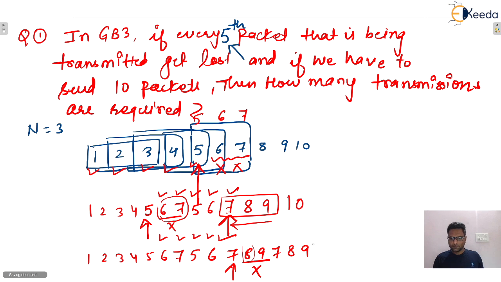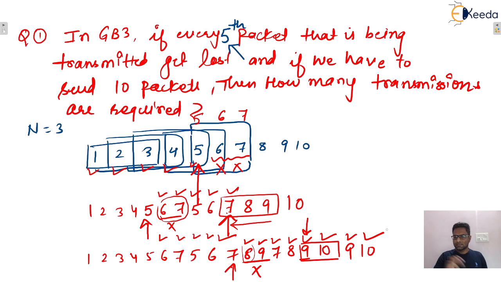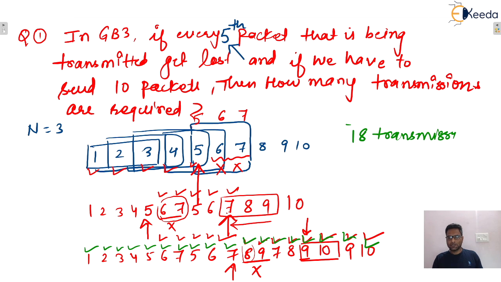Now you will see again 1, 2, 3, 4, 5 that will be lost. Again the fifth packet, isn't it? Now if 9 is lost, now the window will contain 9 and 10 only, because only 10 packets are there. So again retransmit 9 and 10, isn't it? Now 1, 2, 3, no fifth packet is there. So we can say that now it will be transmitted successfully. So you can count in total how many transmissions are required. So you can see 1, 2, 3, 4, 5, 6, 7, 8, 9, 10, 11, 12, 13, 14, 15, 16, 17, 18. So total 18 transmissions are required. So the answer will be 18 only, isn't it?